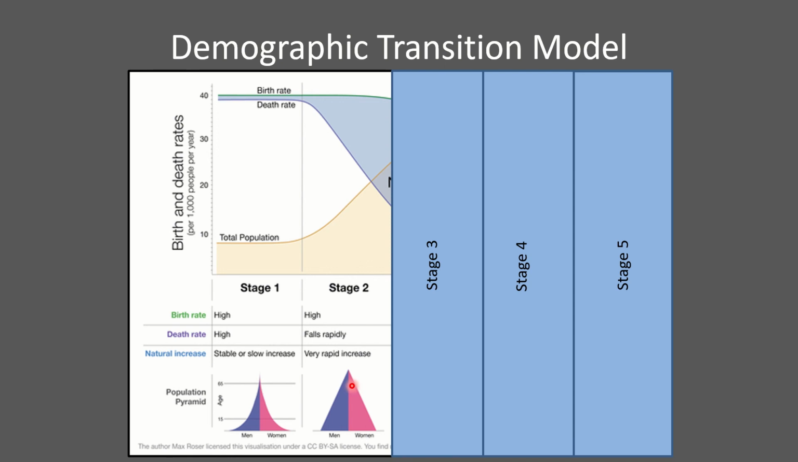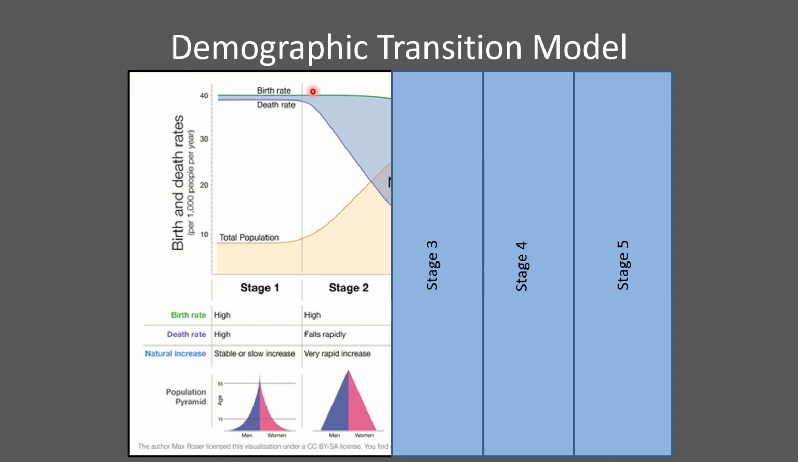What does that mean for the death rate? Well, it means that the death rate has got lower. And you can see that it says that here. The death rate falls rapidly, but the birth rate stays high. Let's look at the graph. Here's the birth rate, and yep, it stays high. And here's the death rate, falling very, very rapidly.